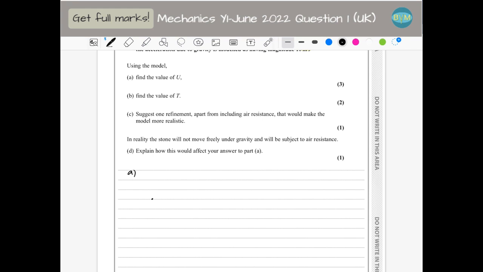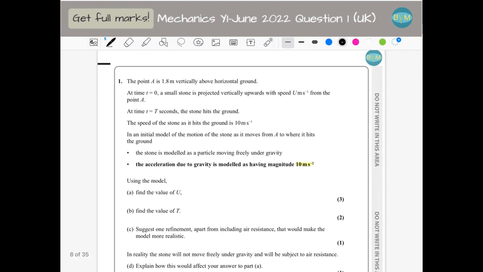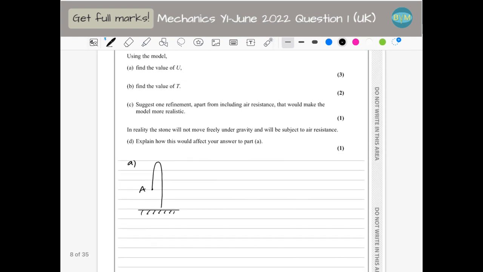we have a particle projected up, it is going to go up and then down. The point is not on the ground, so this point A where it's projected is 1.8 meters above the ground. So this distance here is 1.8 meters. We don't know the initial velocity, which is what they ask, so the initial velocity is going to be u, and we need to find it, but we know the final velocity, which is going to be 10 meters per second.